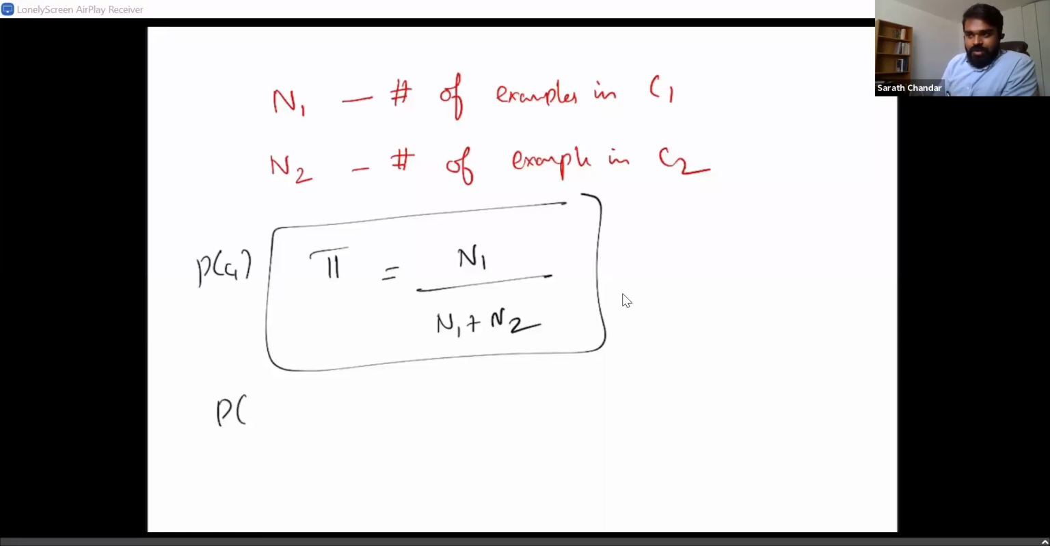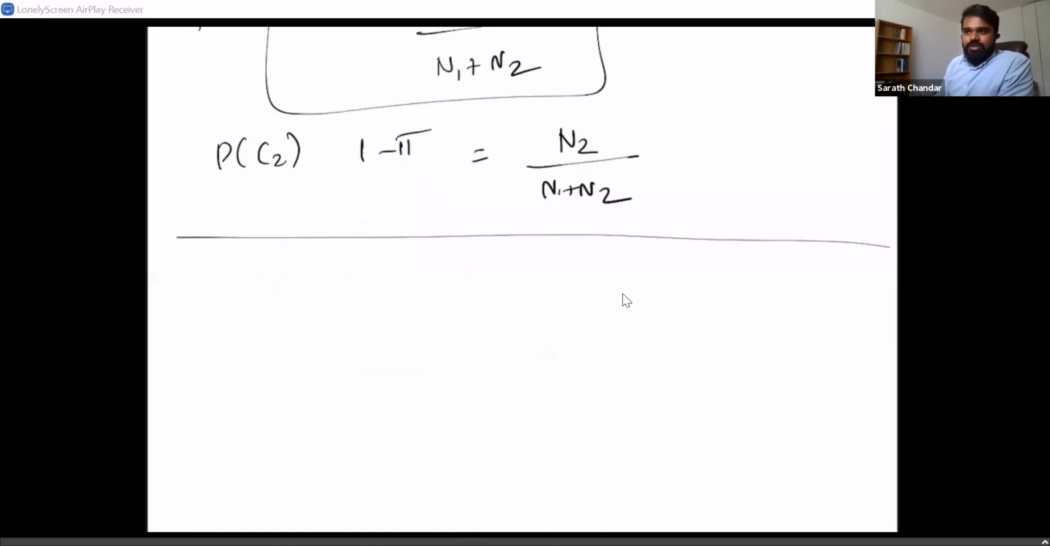Similarly, this is the prior probability for class 1, right? So now you know the prior probability for class 2. It's basically 1 minus π. So it's going to be N2 divided by N1 plus N2. Okay, so we have a solution for finding π, and it is a very intuitive solution. This is what we would do even if we had no clue about maximum likelihood, right? If I ask you what is the prior probability for class 1, then you would look at the data set, and if the data set has 70% class 1, then probably it's 70%, right? So that is what the maximum likelihood solution is also giving us.